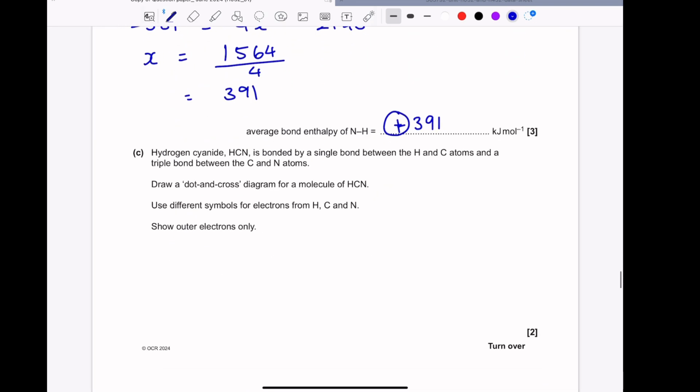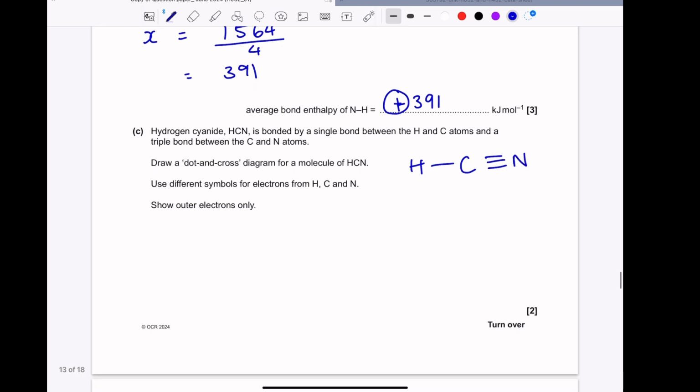Alright, part C is hydrogen cyanide, HCN, is bonded by a single bond between H and C atoms and a triple bond between C and N. So that would mean, like H, single bond, and then triple bond to CN. Draw a dot and cross diagram for a molecule of HCN. Use different symbols for electrons from hydrogen, carbon, and nitrogen. So let's say hydrogen is circles or dots. Carbon, we could put crosses, and for nitrogen, let's say triangles. It could be anything as long as it's different.